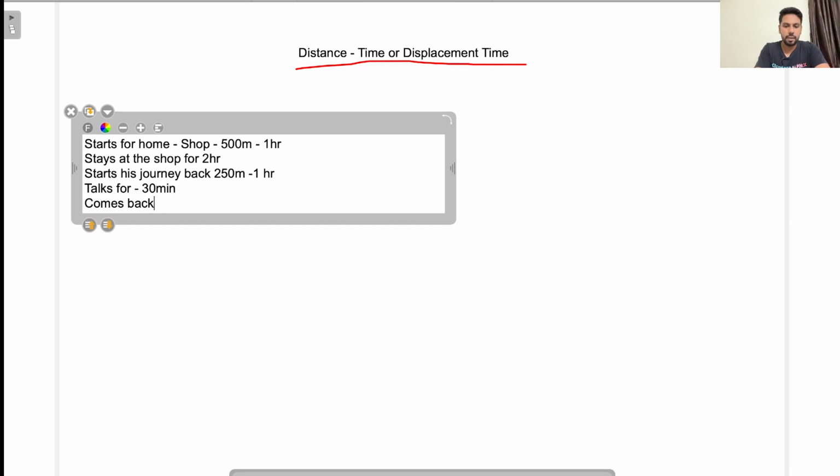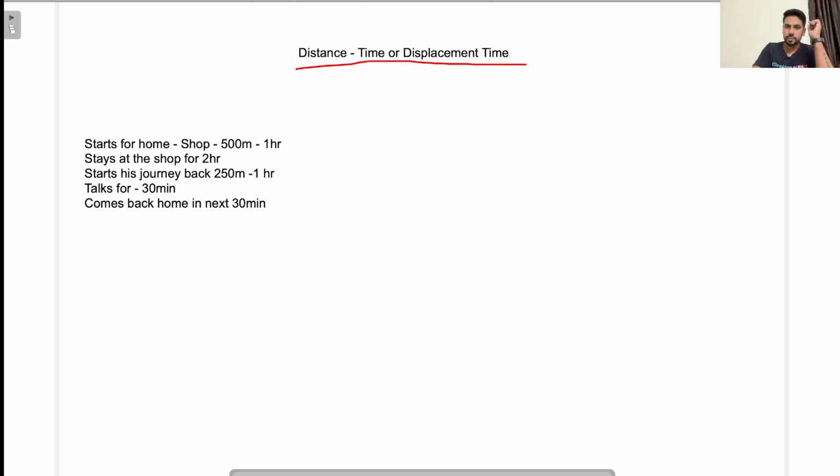Okay, he comes back home in the next 30 minutes. Okay, he talks for 30 minutes and he comes back home in the next 30 minutes. This is his journey. Understand the journey completely. Once you understand the journey, that is when you are going to plot the graph properly.